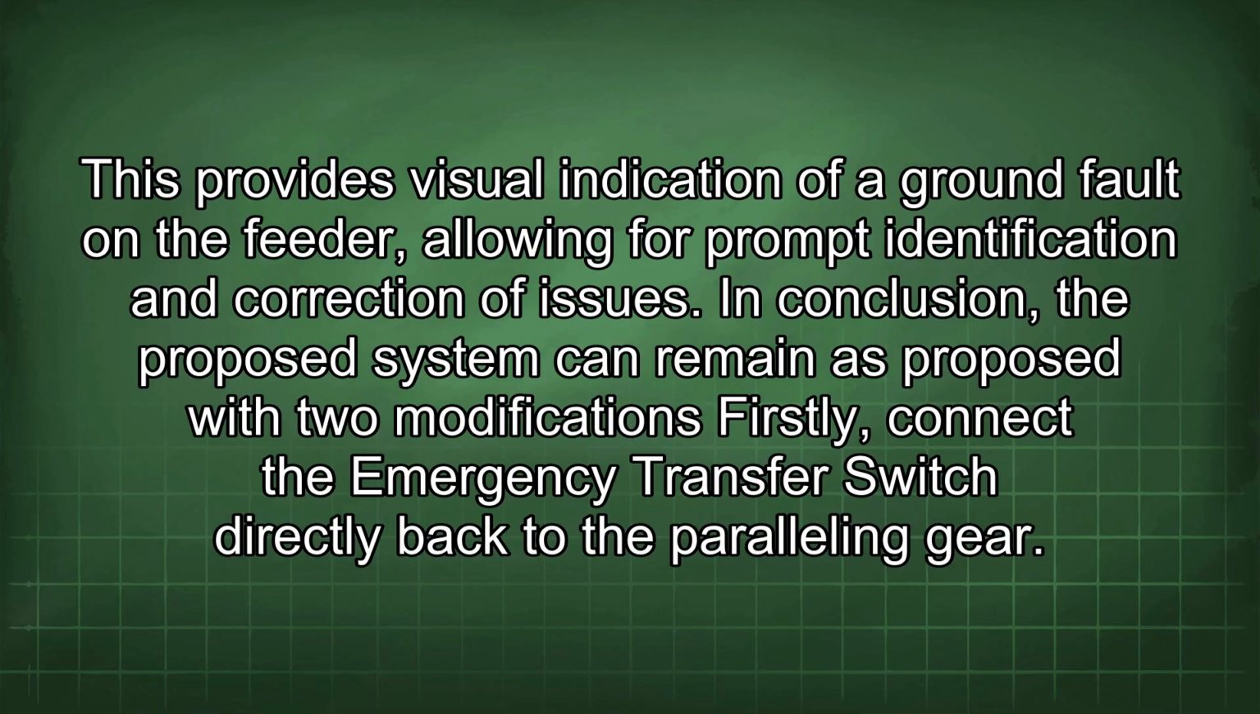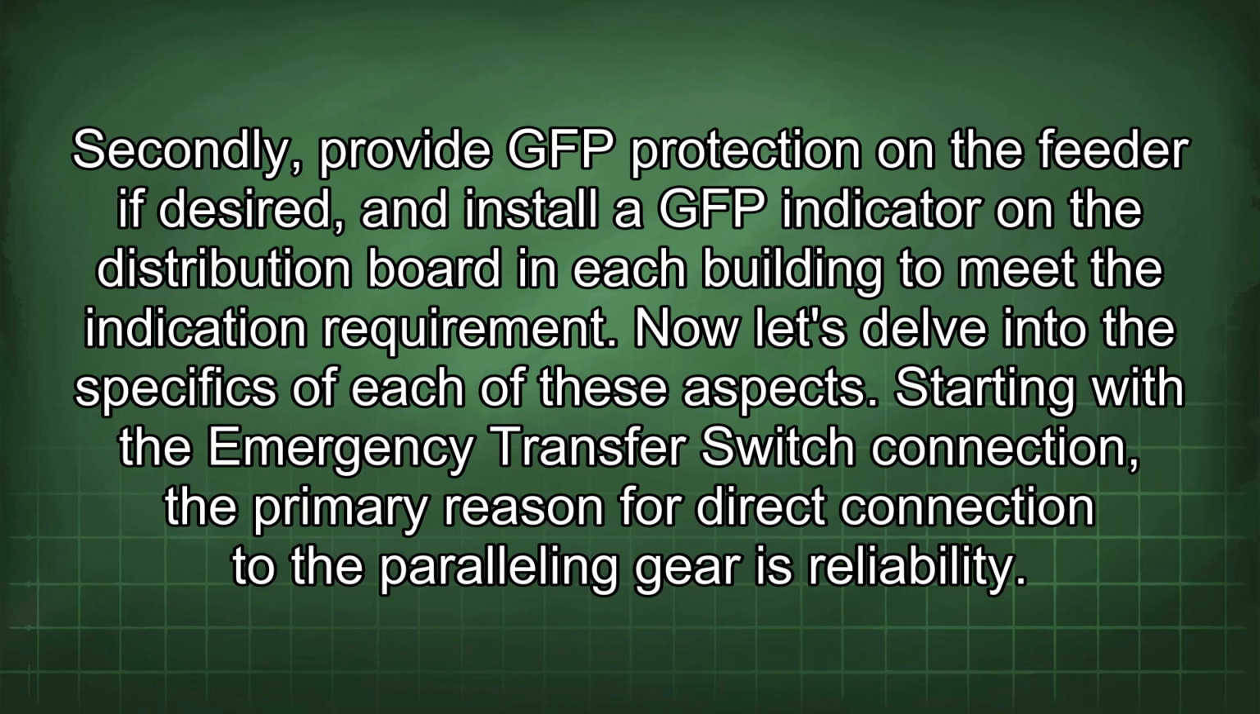In conclusion, the proposed system can remain as proposed with two modifications. Firstly, connect the emergency transfer switch directly back to the parallel link gear. Secondly, provide GFP protection on the feeder if desired, and install a GFP indicator on the distribution board in each building to meet the indication requirement. Now let's delve into the specifics of each of these aspects.